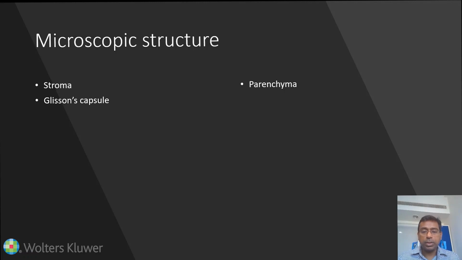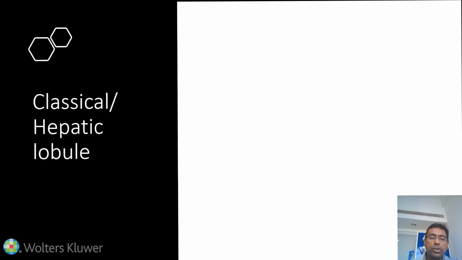And the cells, the way they are organized, have been described in three ways. One is the classical lobule, which I was discussing along with the stroma, how it is organized. And there are two other ways to describe the parenchyma: the portal lobule, which is also a structural unit, and then a functional unit, the hepatic acinus. The classical lobule is also known as the hepatic lobule. This is one of the three ways to describe the parenchyma.